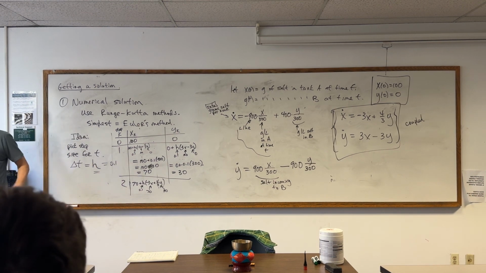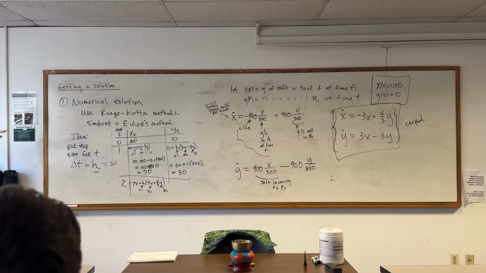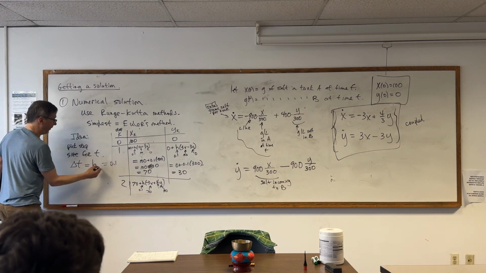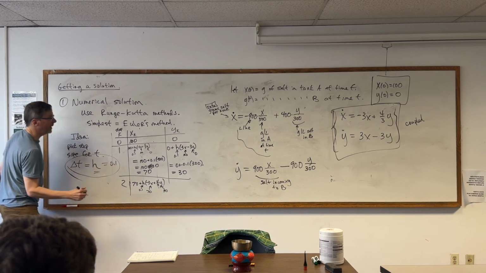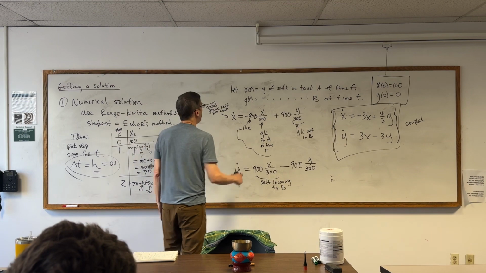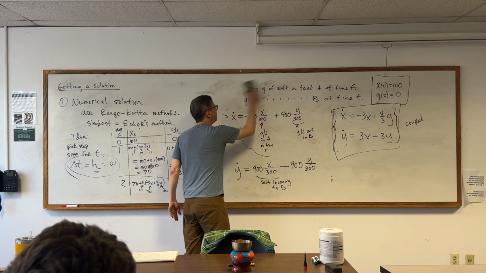This is what the app is doing when it's computing the curves. And when you set your step size, this is what you're setting, the delta t. So that's method 1. Method 2 is where the fun starts.